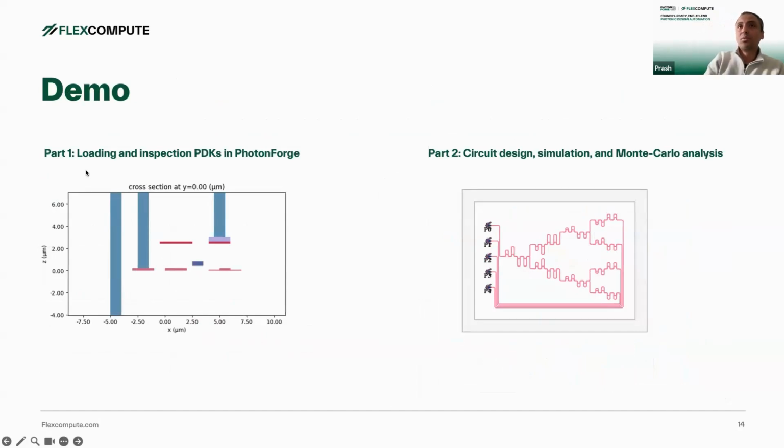Basically, we'll load and inspect PDKs in Photon Forge. We'll see how to inspect cross sections, how to maybe modify the technology. We have a lot of resources on our documentation page to help you customize the technology. If you're interested, we can also help you build one. We've done this enough times now that it's pretty straightforward for us to do that. And we've also designed the whole PDK so that it's really simple. There aren't tons of files.